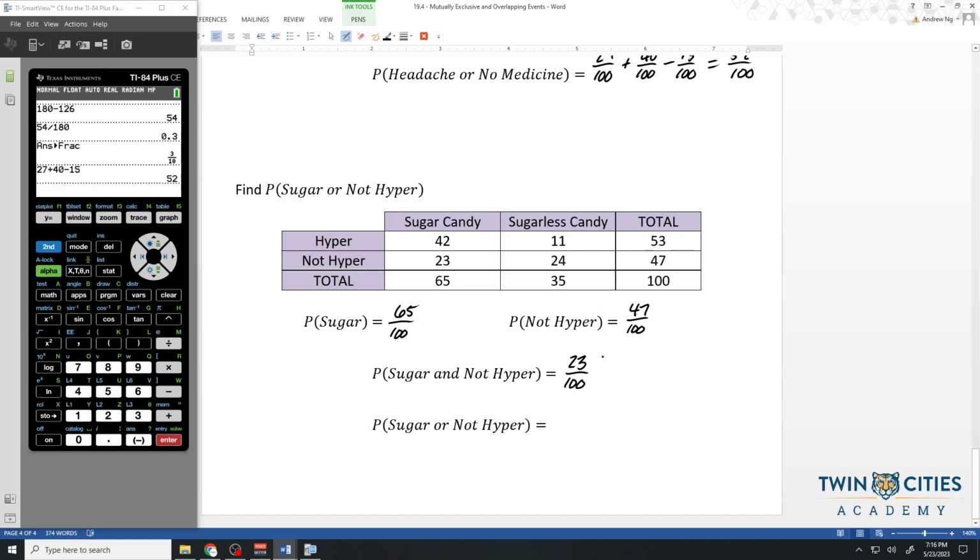Lastly, what are the chances I pick someone that either had sugar candy or they did not get hyper? So my addition rule says I've got to add the probability of sugar, 65 over 100, plus the probability that they did not get hyper, 47 out of 100. But then subtract the overlap, subtract the ones that had sugar and did not get hyper, because I don't want to count it twice. So I subtract 23 over 100.